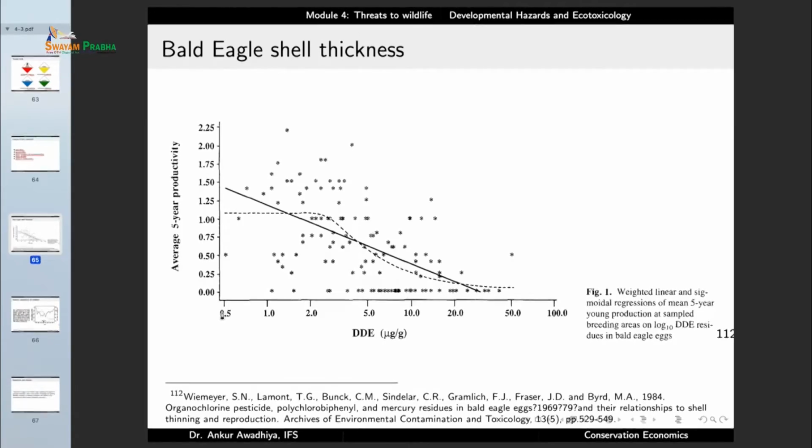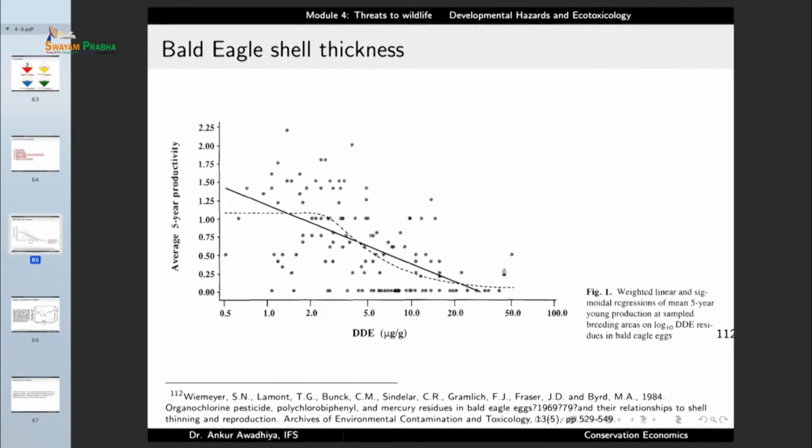And here we can observe that if the concentration of DDE is less than or equal to 2 microgram per gram, then there is hardly any change in the average 5-year productivity of these birds. If the concentration of DDE is greater than 20 microgram per gram in the egg, then we observe that the average 5-year productivity is very less.